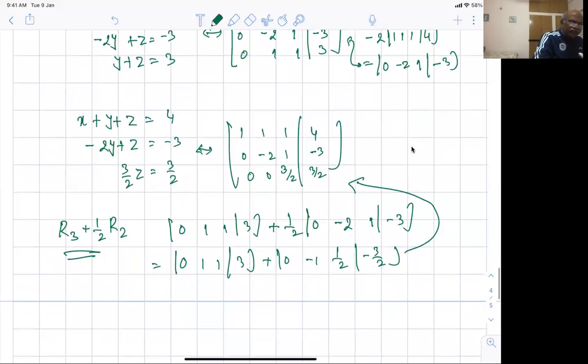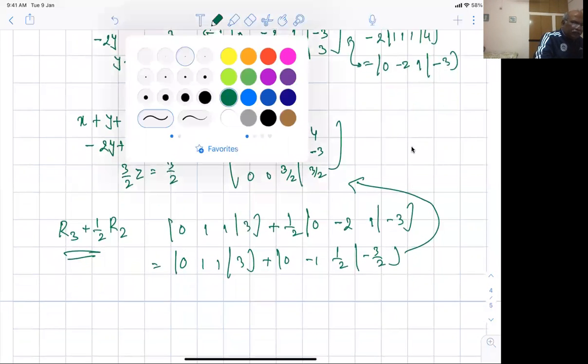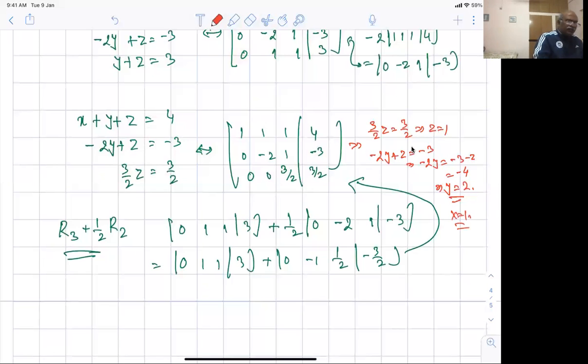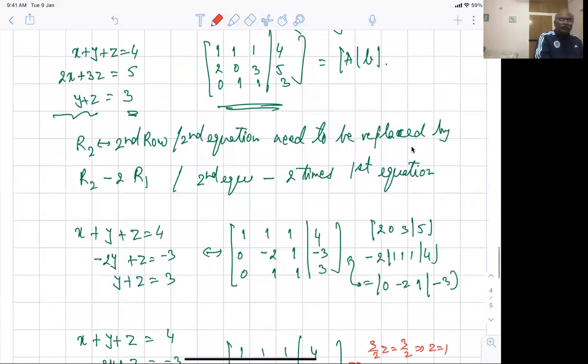And from here, you can get your answers: 3 by 2 z is equal to 3 by 2 implies z is 1. Similarly, minus 2y plus z is minus 3 implies minus 2y is equal to minus 3 minus z, which is minus 4, implies y is 2. And similarly verify that x is 1. So you can solve the system and the solution set is given by x is 1, y is 2, and z is 1. Is that okay? So that's all in this class. Thank you.